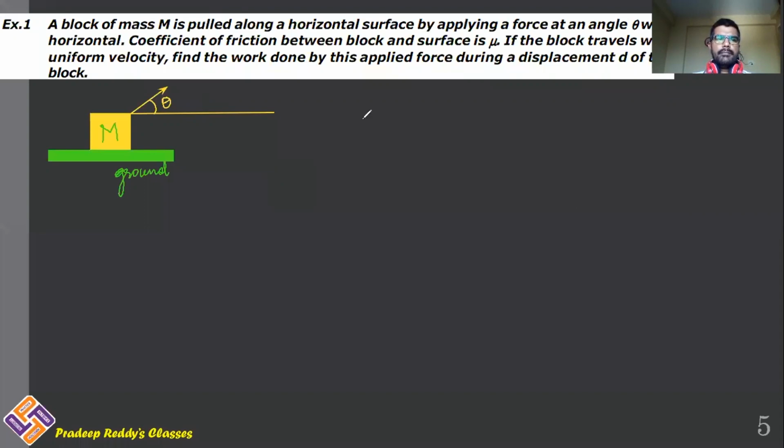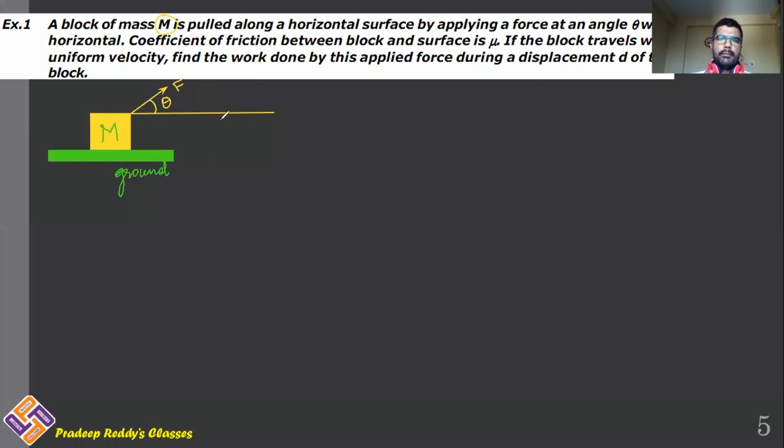Students, let us discuss some problems based on work, power, energy. Based on the work concept, we will be discussing a few problems in this video session. We have a mass M which is pulled along a horizontal surface by applying a force at an angle theta. This is the applied force F, which is at an angle theta with the horizontal.